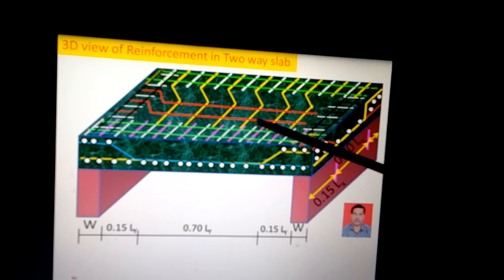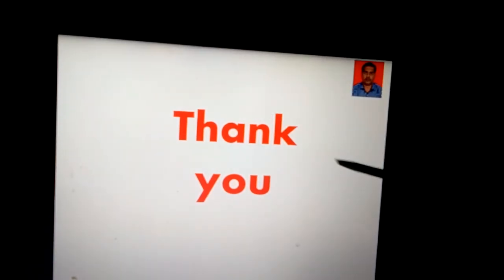So with this, thank you very much for patiently listening to this lecture. By this lecture we learned the basic deflection patterns of a two-way slab and the design steps of a two-way slab, and we have designed a simply supported two-way slab and discussed its reinforcement sketch. With this, thank you very much.